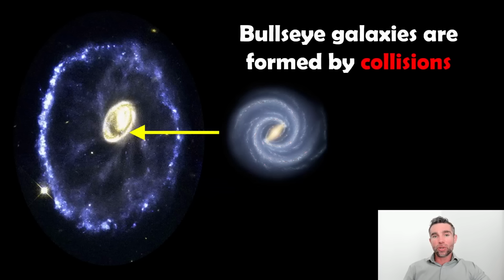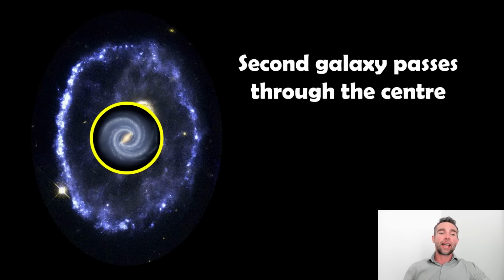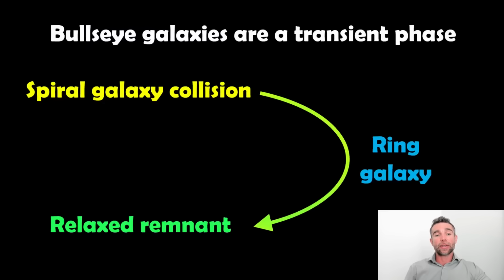Now, with a bullseye galaxy, it's not formed by a stone on a water surface. Instead, it's actually caused by the collision with another, likely smaller galaxy. It passes right through the center. So the second galaxy might be a dwarf galaxy. It passes through the center of the galaxy, and gravitationally it's going to disrupt that disk, and that's going to cause these ripples that then propagate out.